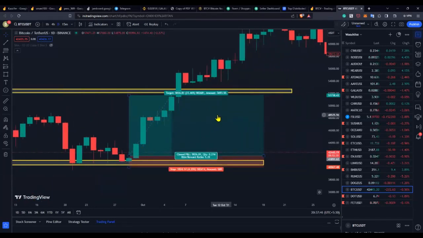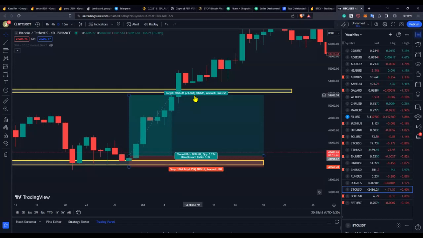Now you see in this case, I am entering around 41,891. The market went up and my target is around $51,718. That's my target. And my stop loss is around $40,067, right? So if I lose this trade, if the market goes down, I'm going to lose just 4%. It's written right here, just below my cursor, it says 4.35%. And if I win, then of course I'm going to win 23.46.